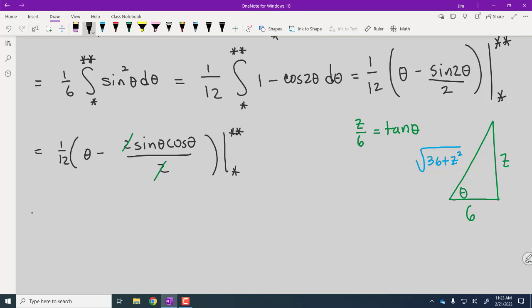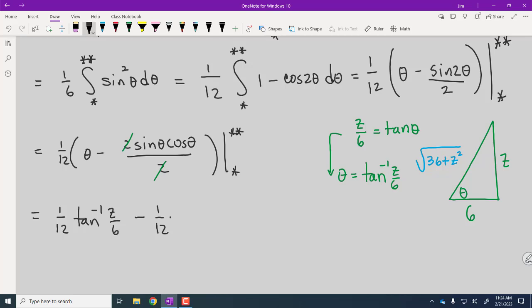So we have 1/12. When we look here, theta is going to be equal to inverse tangent of the other side, so inverse tangent of z over 6. So that's what goes right here, inverse tangent z over 6. Back to z. All right. Distribute that 1/12 all the way across. So we're going to have minus 1/12 sine of theta.